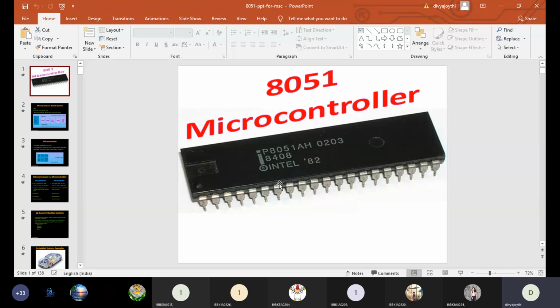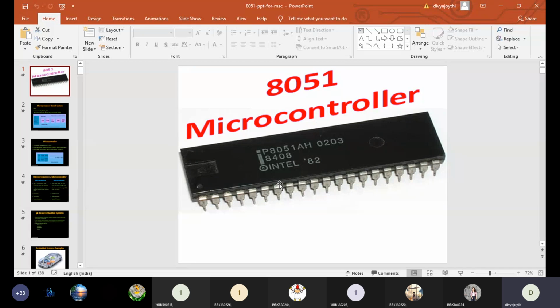Whereas the 8086 microprocessor is a 16-bit microprocessor, but the 8051 microcontroller is an 8-bit microcontroller. And next, it has 16 address lines. If you compare this with the 8086 microprocessor, the 8086 has 20 address lines, but the 8051 microcontroller has only 16 address lines.